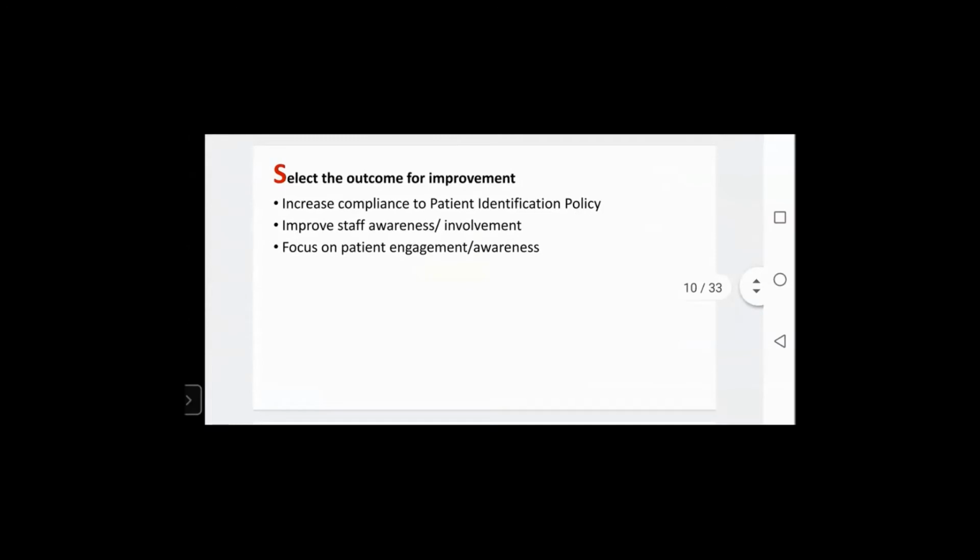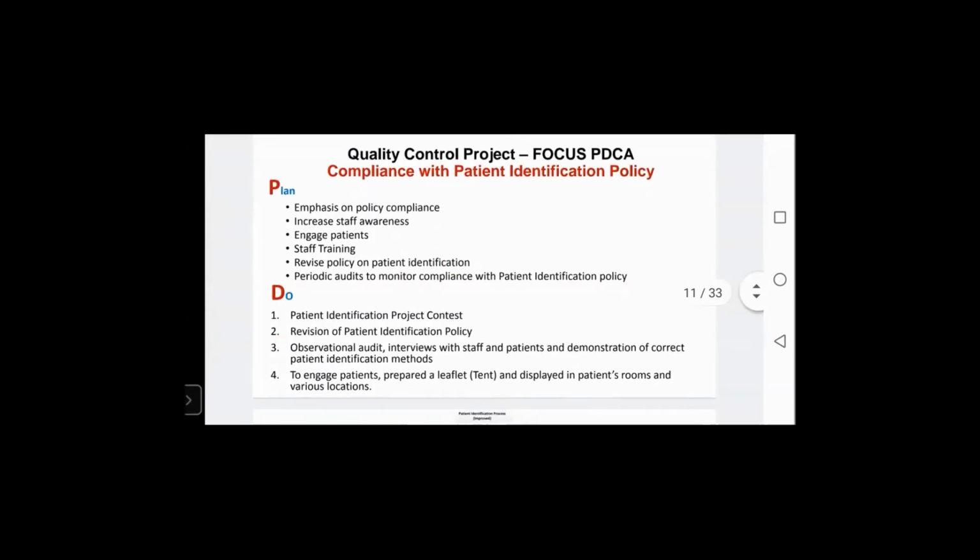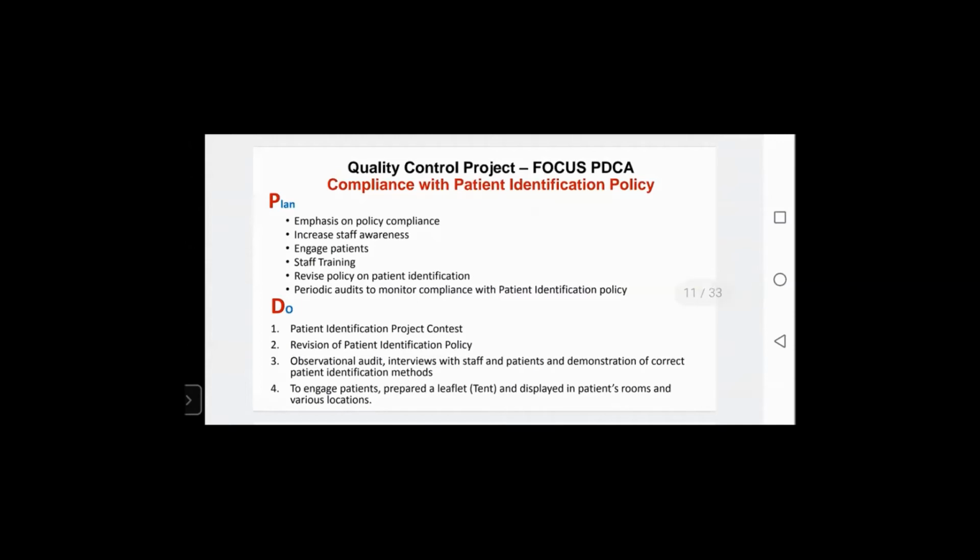Okay. Next. Select. We need to improve the staff awareness, and also engage the patient, which is related to patient awareness. So in Plan: emphasis on policy compliance, increase staff awareness, engage patients, staff training, revise the policy on patient identification, periodic audits to monitor compliance. And in Do, we had a patient identification project contest, revision of the patient identification policy, and observational audit. This is very important also. And we engaged the patient in the process. Okay.